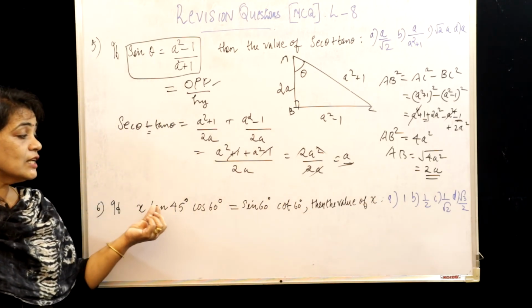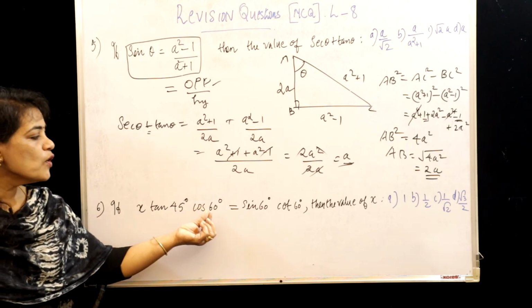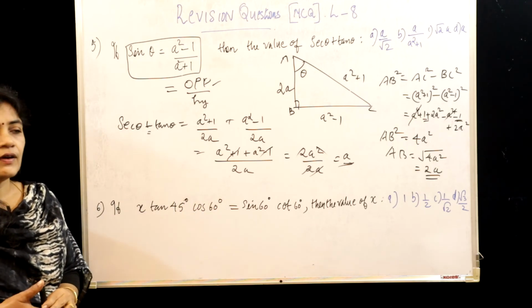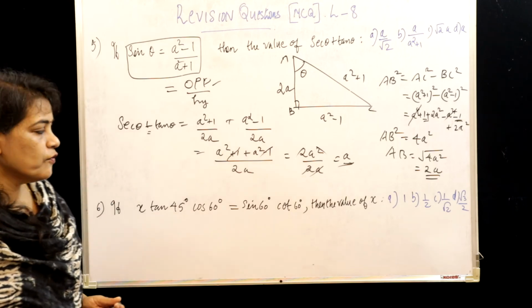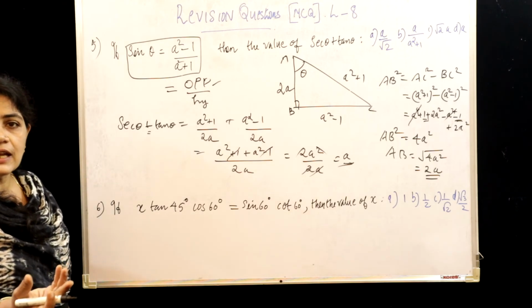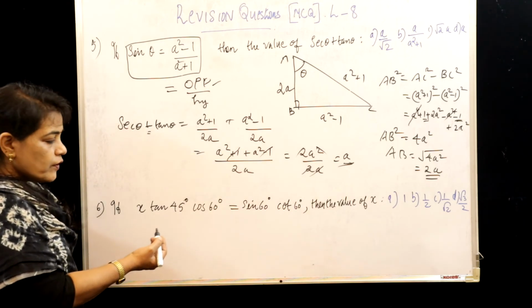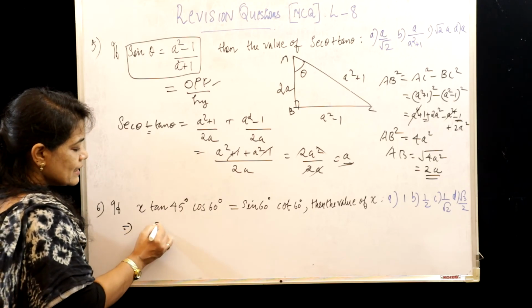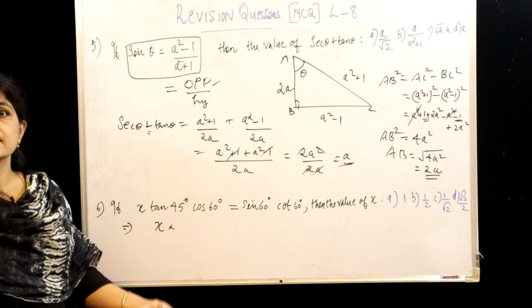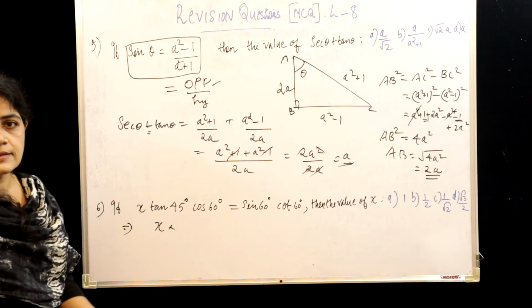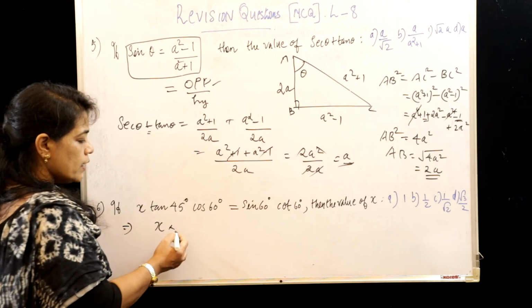Here we have x into tan 45 into cos 60. As usual we have four options. We can find out the value of x by substituting tan 45 and cos 60 as their respective values, that is x into, x is the unknown, we have to keep as it is, and tan 45 is 1.